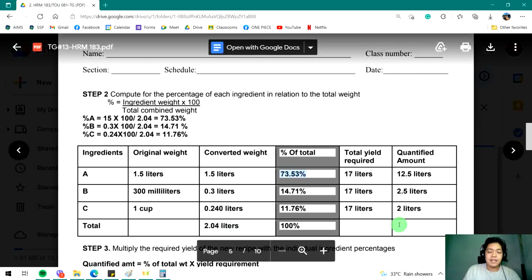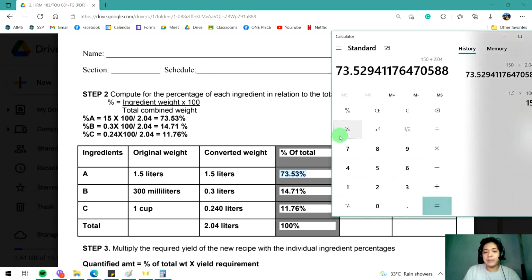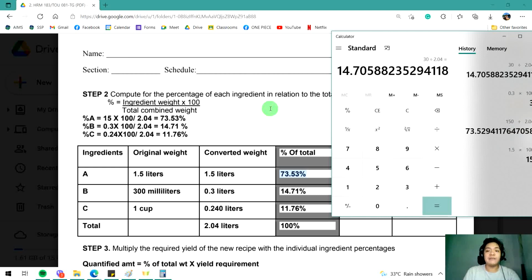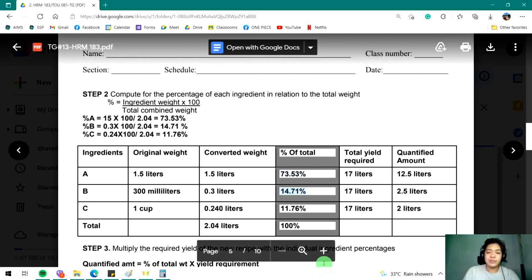So, tama ang nandito. Next, compute din natin tong iba. We have here 0.3 liters for ingredient B. We will multiply this by 100 in order for us to get the percentage, 30. And then we will divide it into the total converted weight, which is 2.04. We will have 14.705, which is when rounded off into the nearest hundreds, we will have 14.71. So, tama rin yung nasa module natin.